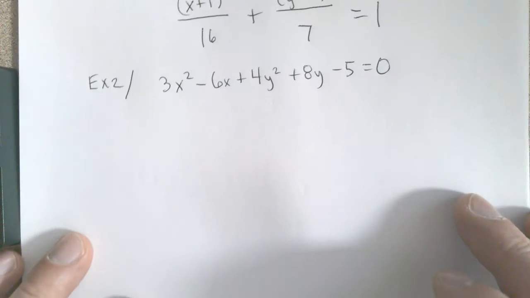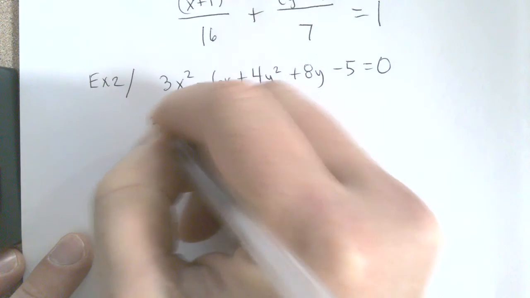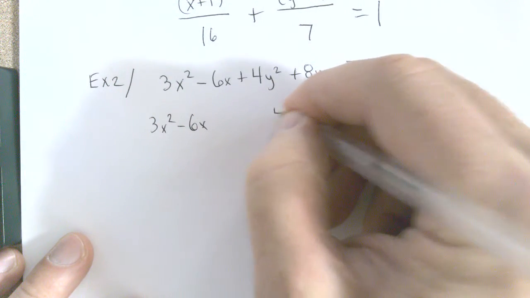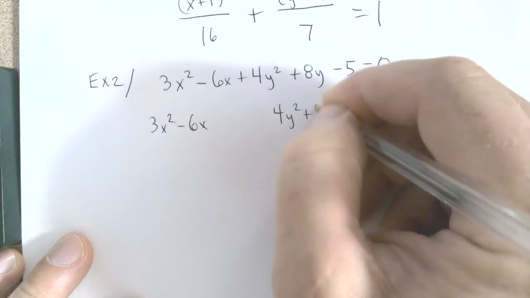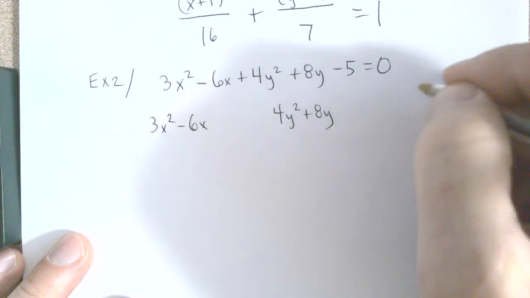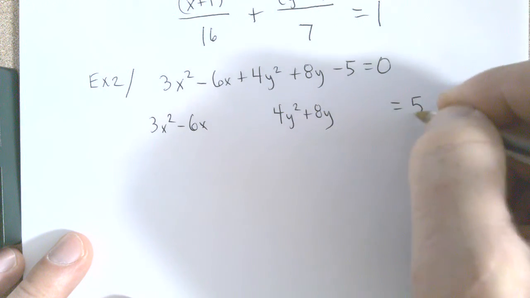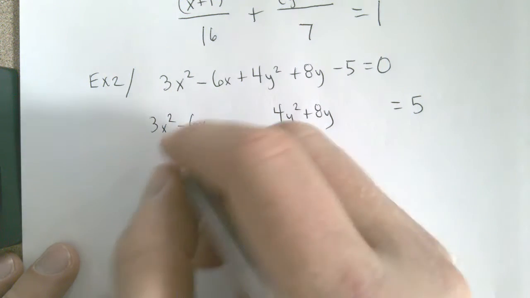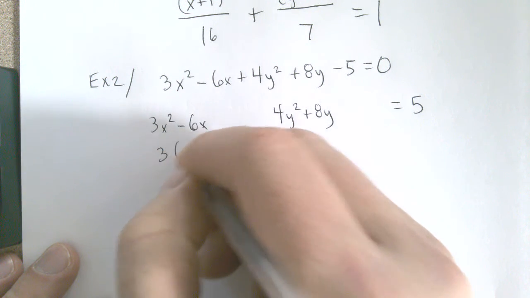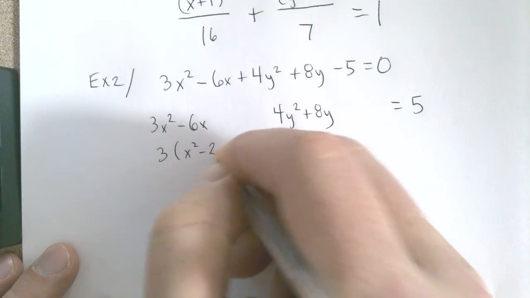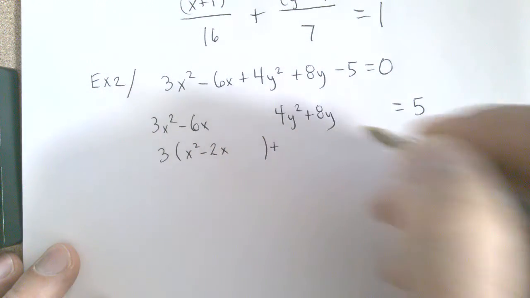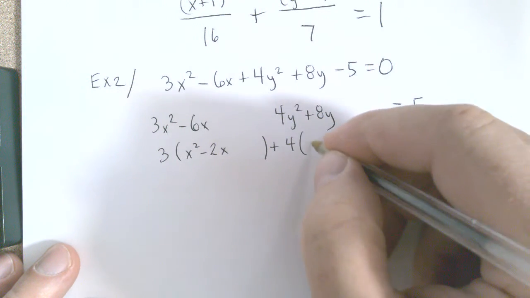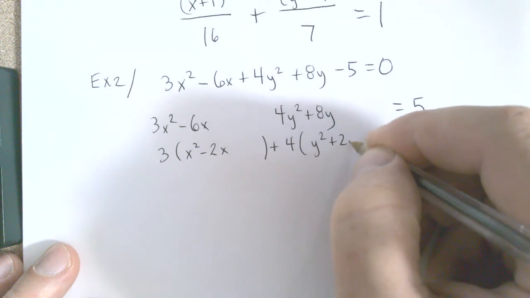So again, we're going to get the x's together, the y's together, move my constant over to the right, so 5 is going to go to the right. I'm going to factor out a 3 in my x's, so that leaves me with x squared minus 2x plus, I'm going to factor out a 4, so y squared plus 2y.